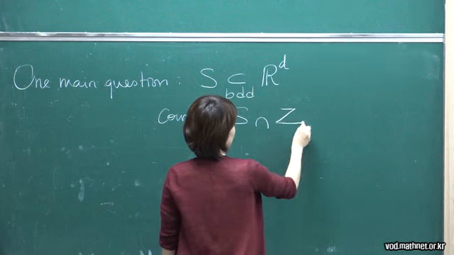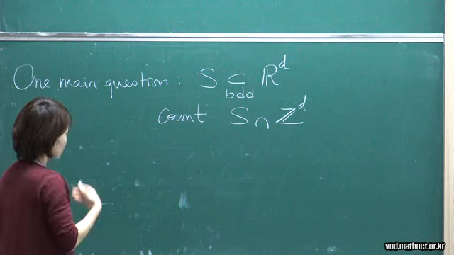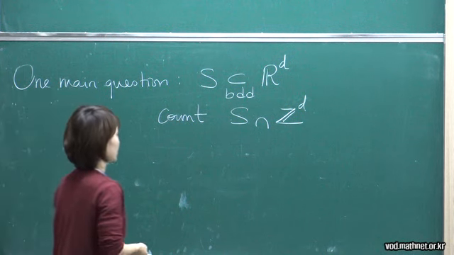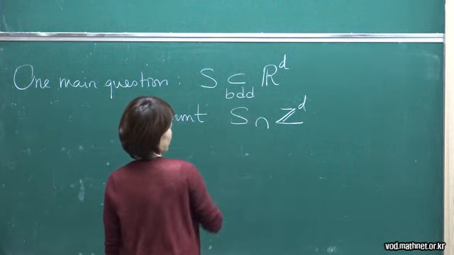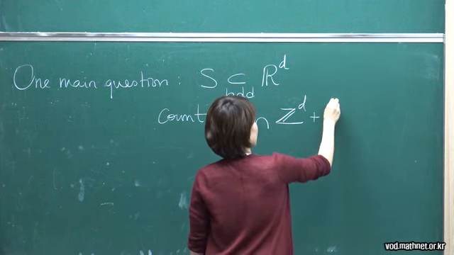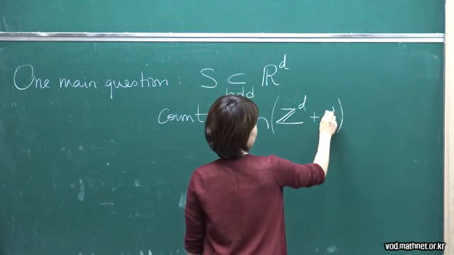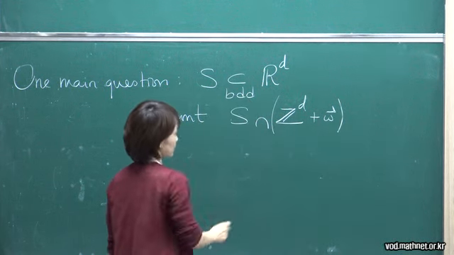The oldest question is to count the lattice points, the integral vectors inside S, or maybe some coset of that. So let me write it this way: integral vectors plus some fixed vector in R^D.